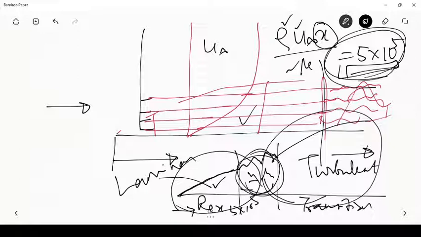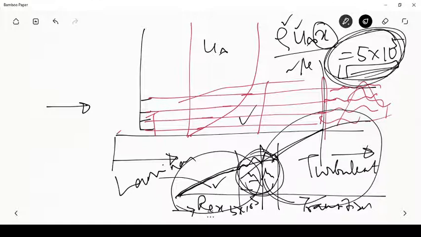And therefore what is normally done is to extend this regime and extend this regime and see some place where they meet, and take this 5 into 10 to the power of 5 as the limit of the laminar flow. You say that the flow remains laminar up to 5 into 10 to the power of 5. After that it becomes fully turbulent, which is an approximation, but it can still be done.